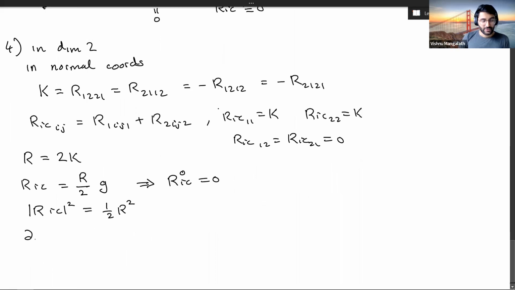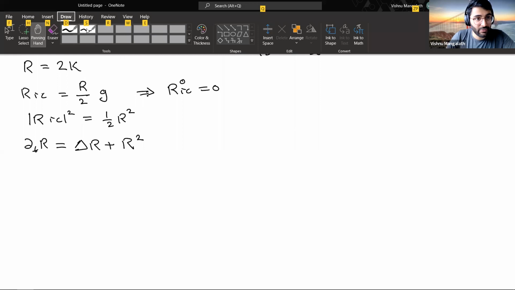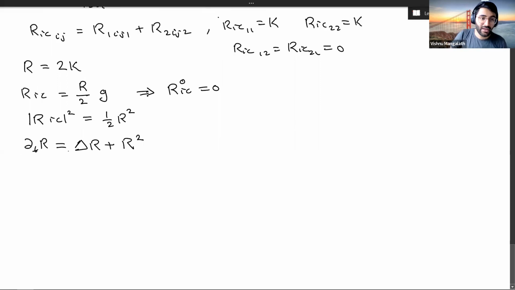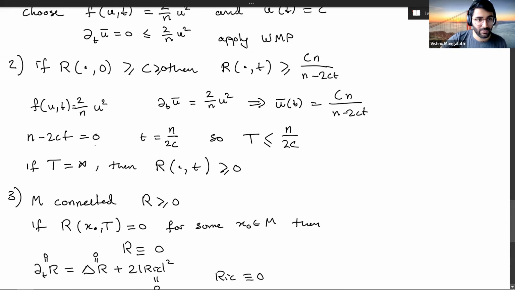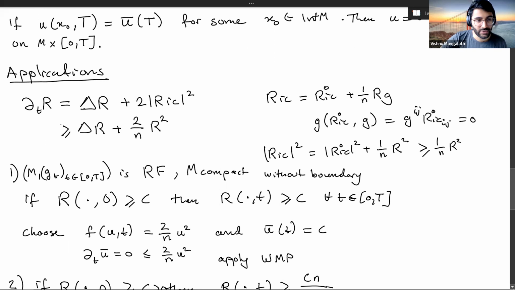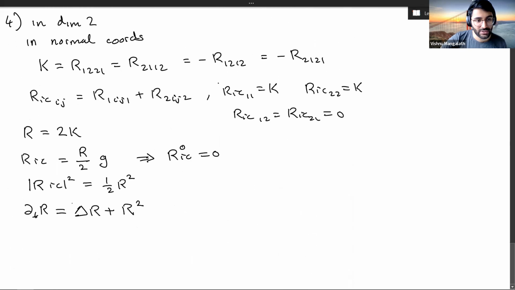So then our evolution equation for the scalar curvature becomes the partial derivative of R in t equals the Laplacian of R plus R squared. I'll try to apply the maximum principle to this. This is what we used in the previous ones, except rather than an equality, it was an inequality. Previously we had an inequality here, but since in dimension 2 you have an equality, you can also make this direction.